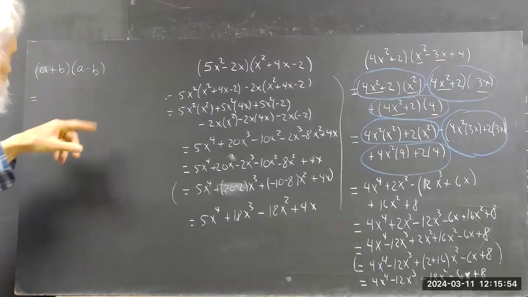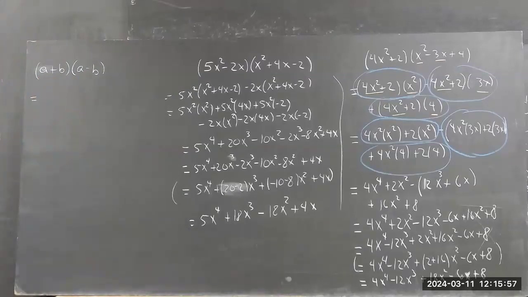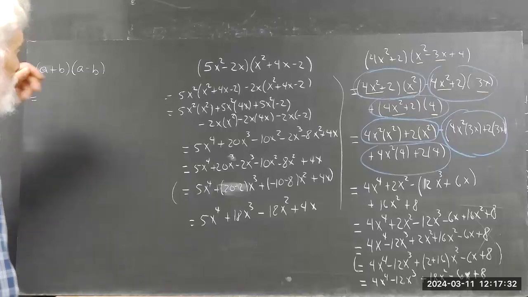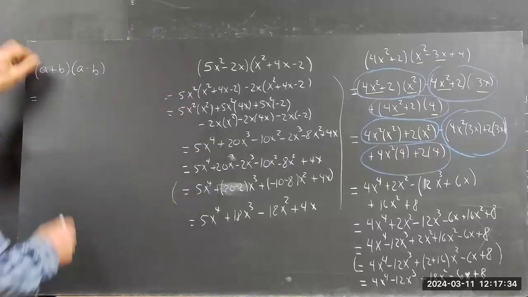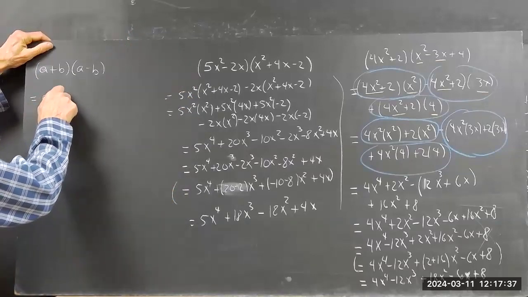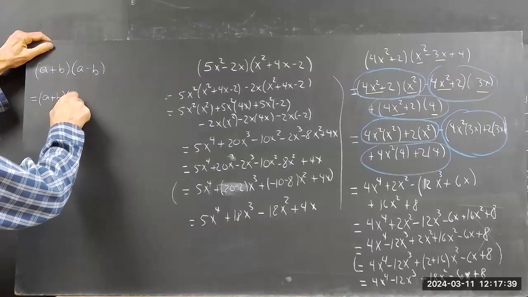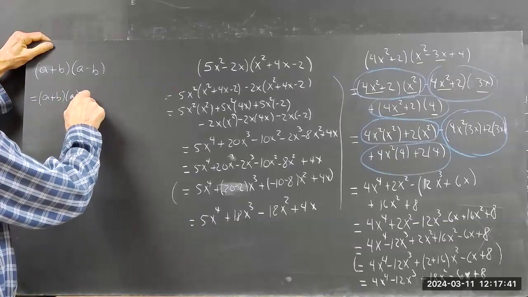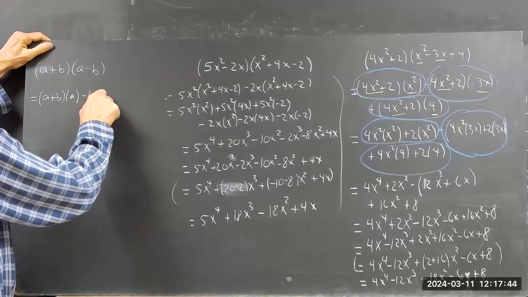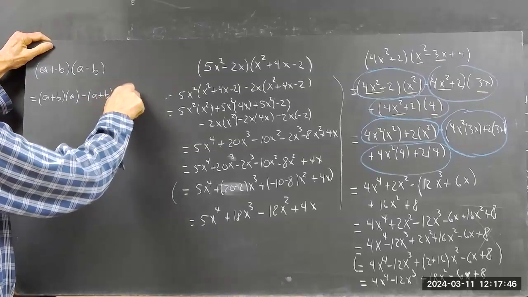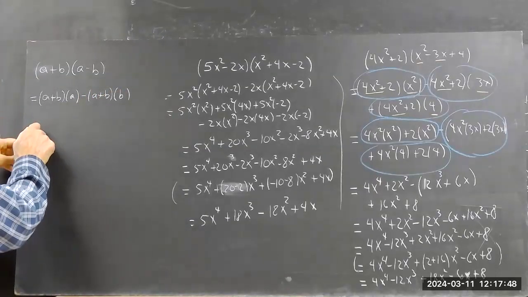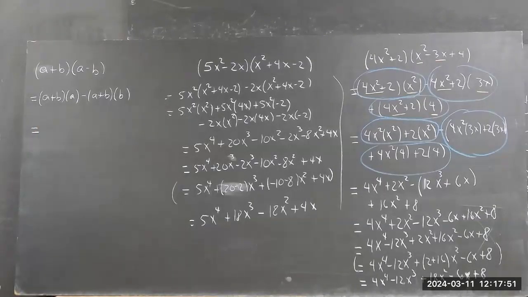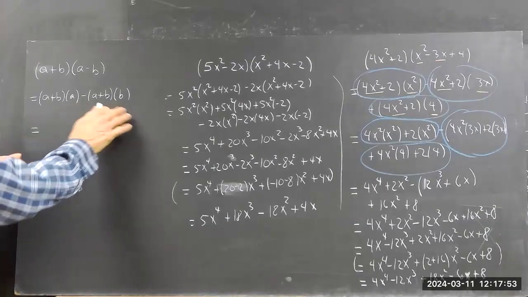Take just a minute, write this out, and then write out the distributive law and see what you get. Okay, so what we get is we're going to use the same pattern we do here. We're going to do A plus B multiplied by A, and then minus A plus B multiplied by B. And then we do the distributive law on this.